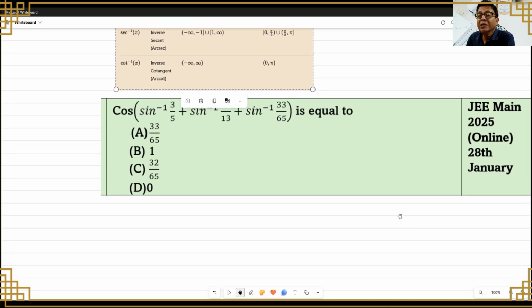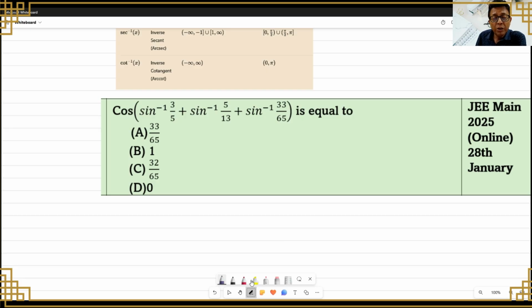I'll show you this sum came in this year's, in 2025 JEE Main, 28th January. Some questions I'll be discussing here is asked in January or in the second session. Let us see this problem in January session, what you have to do there.